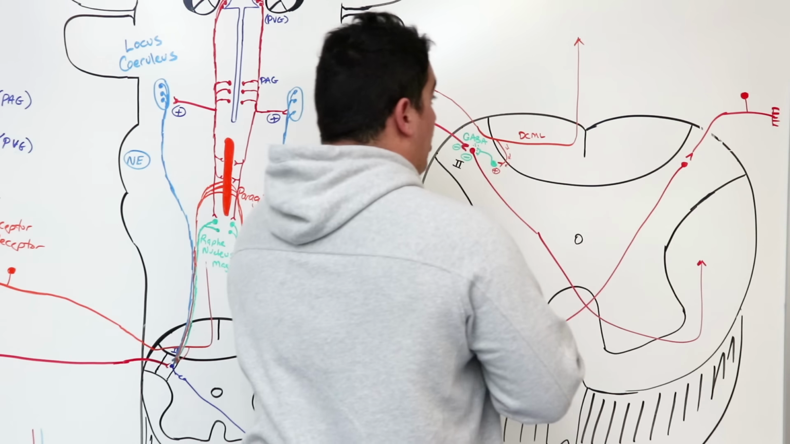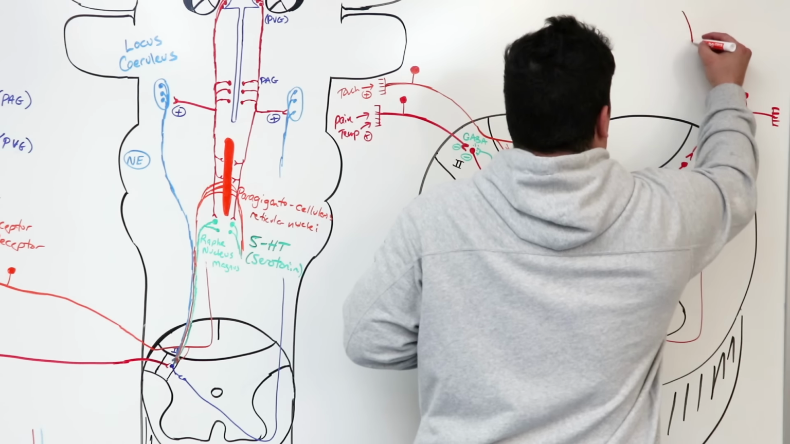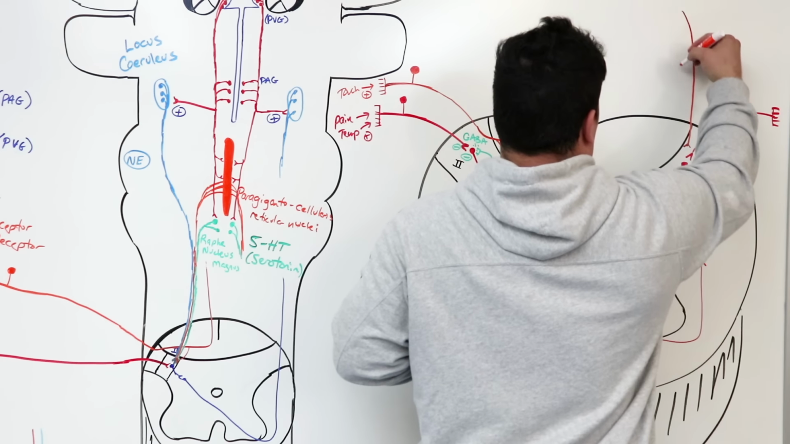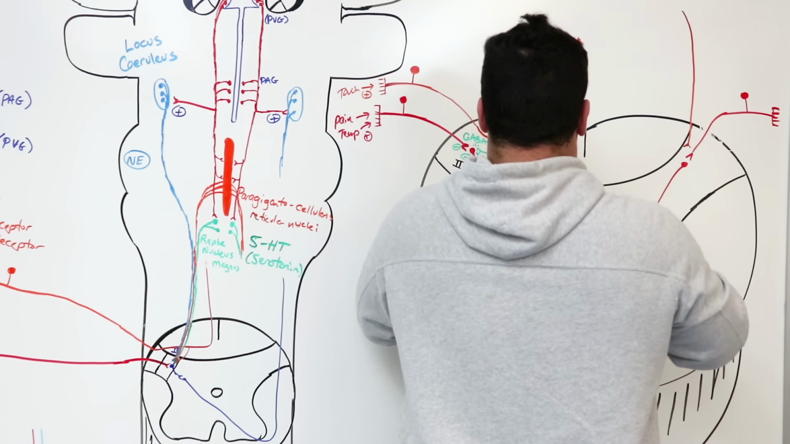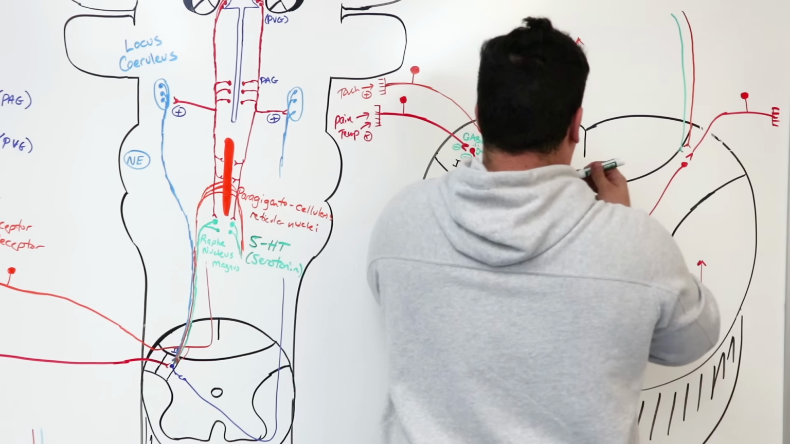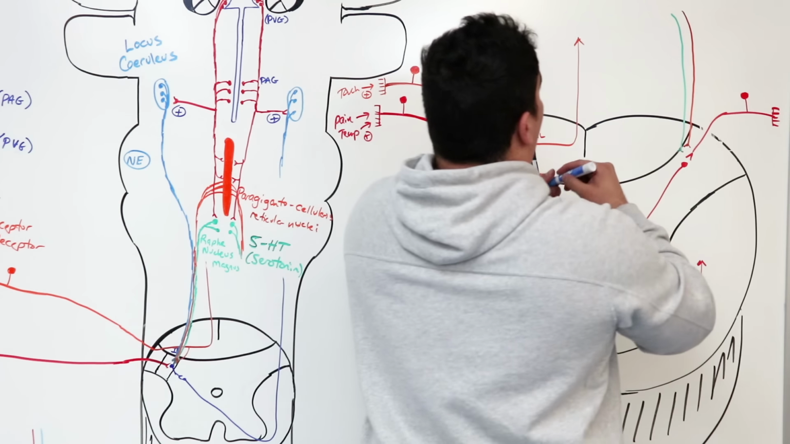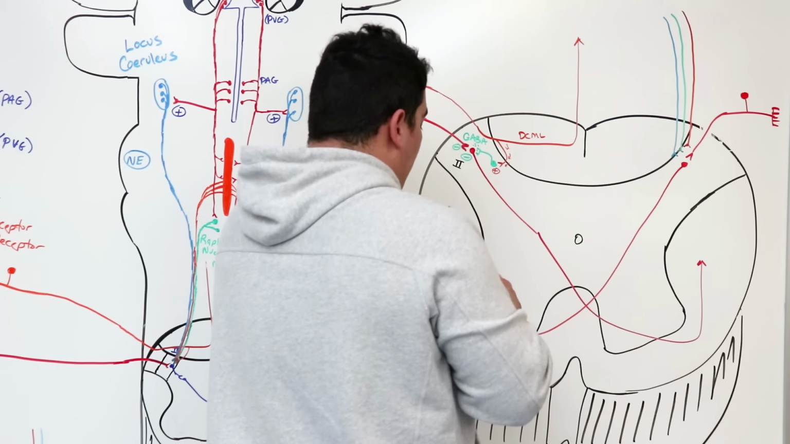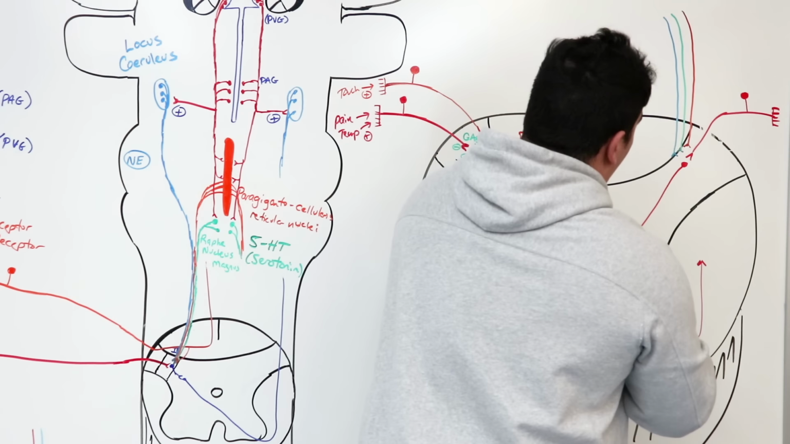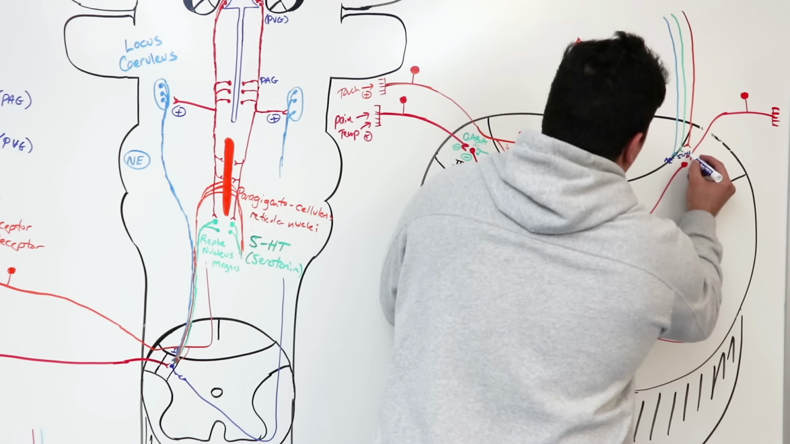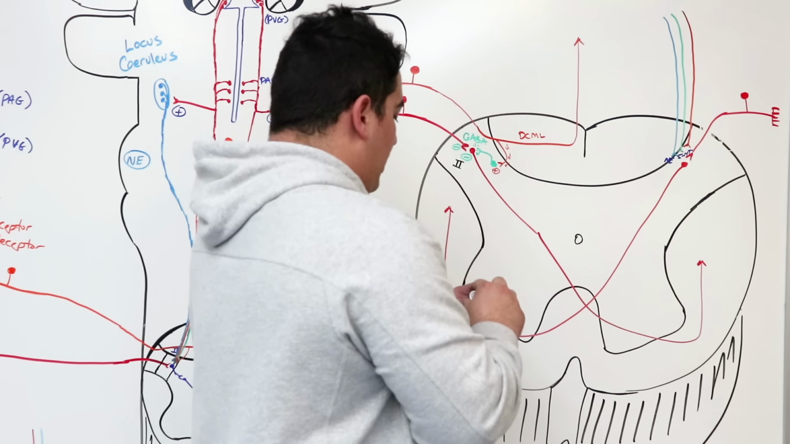Now, what were those guys here? We have the paragigantocellularis from the reticular formation. We're going to have the raphe nucleus magnus, and we're going to have the locus coeruleus fibers coming down here and releasing what type of chemicals? They're going to be releasing norepinephrine and 5-hydroxytryptamine. You know what they release it on?